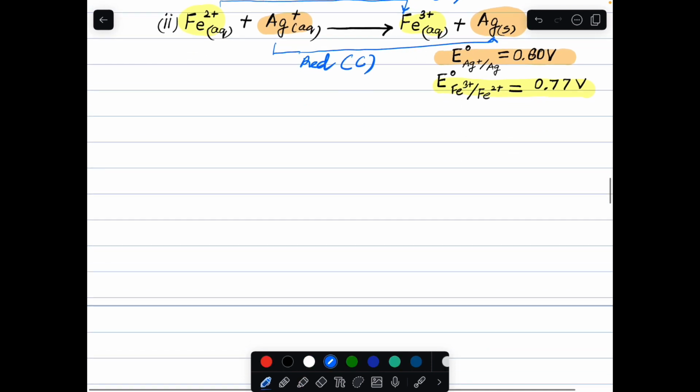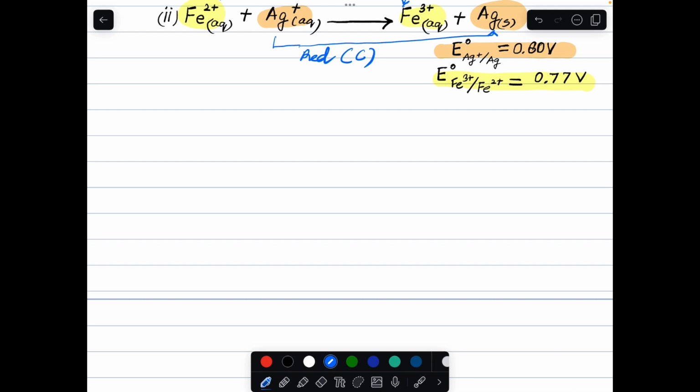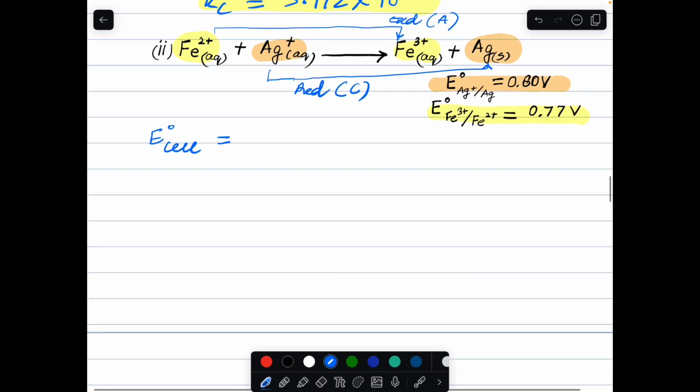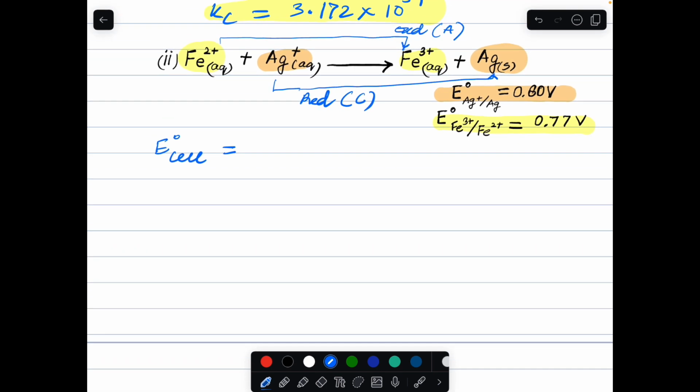And first we will calculate the E0 cell, so that we will be able to calculate your Gibbs free energy value, or standard Gibbs free energy value. So here it will be E0 cell, it is E cathode minus E anode. In our case, E cathode is the silver one, so it is plus 0.80 volt, cathode minus anode, plus 0.77 volt. So you will be getting the value plus 0.03 volt. This is the answer. E cell is having this value.